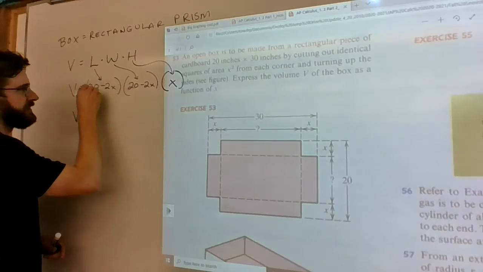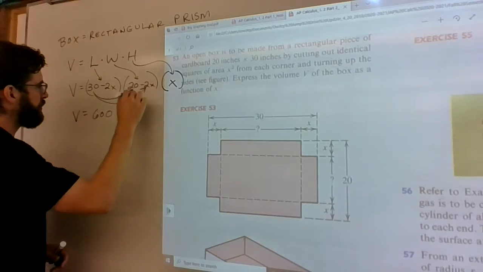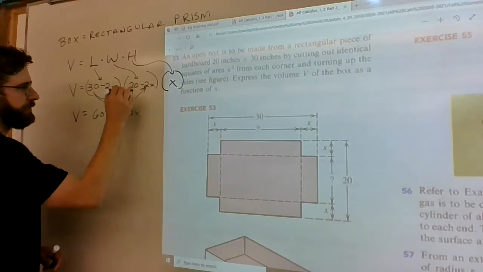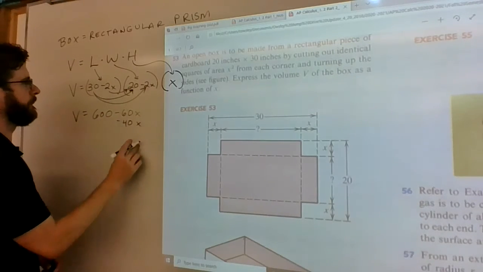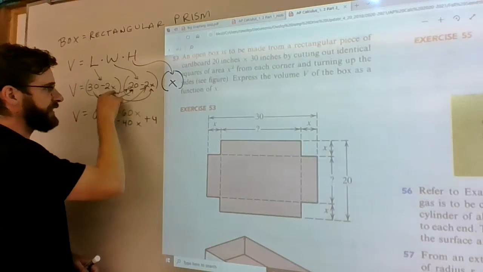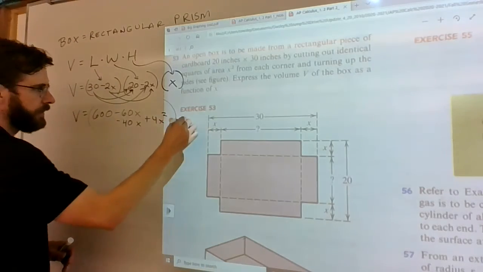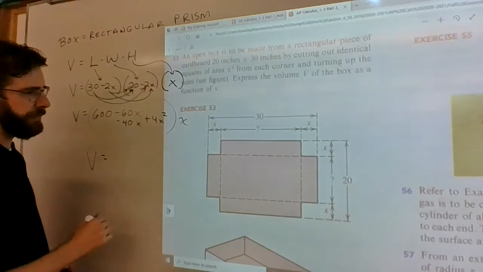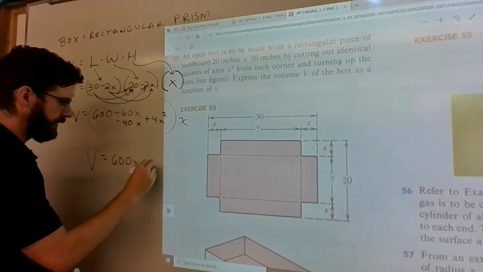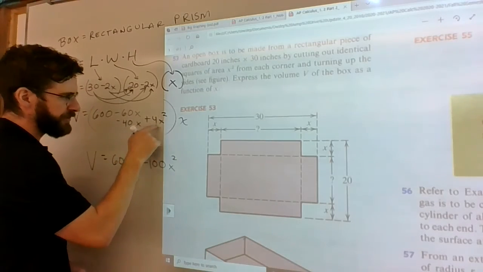So 30 times 20 is 600. Then 30 times negative 2x is negative 60x. Negative 2x times 20 is negative 40x. And then negative 2x times negative 2x is positive 4x squared. All that's being multiplied by an x, which just means everybody gets a higher power of x. So 600x, negative 100x times x, and then plus 4x cubed.